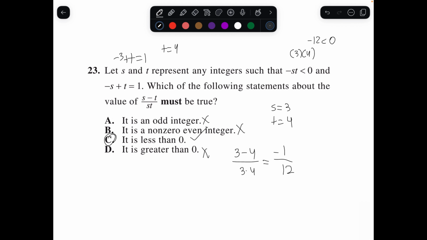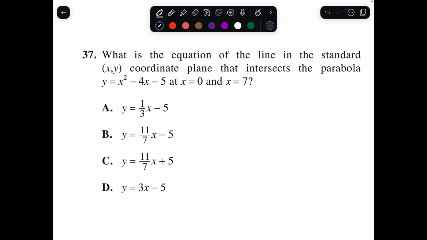So remember, for this question, just plug in two numbers for s and t that satisfy the two conditions, and that makes it easier to solve. On to the last question. Question 37. What is the equation of the line in the standard xy coordinate plane that intersects a parabola y equals x squared minus 4x minus 5 at x equals 0 and x equals 7?